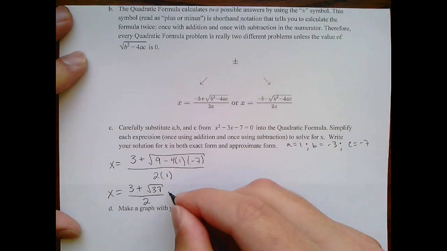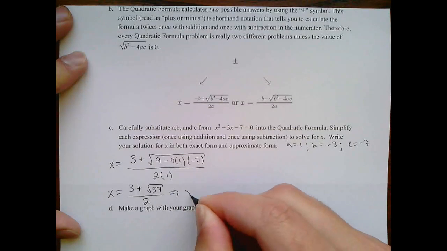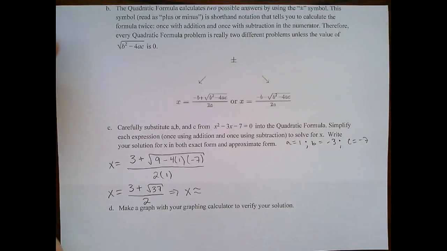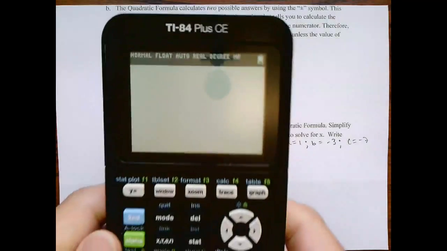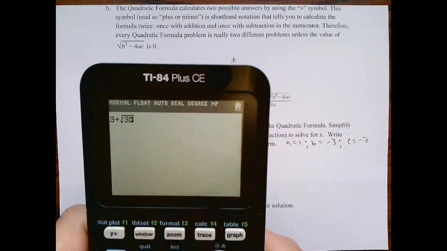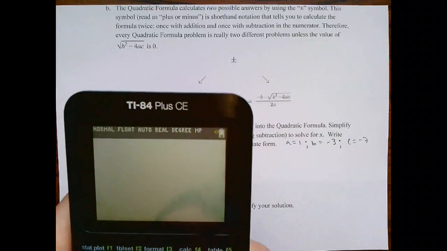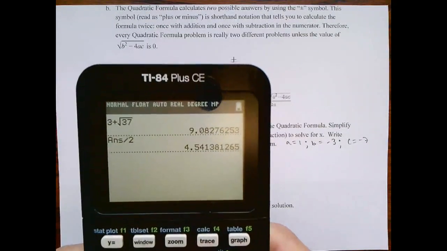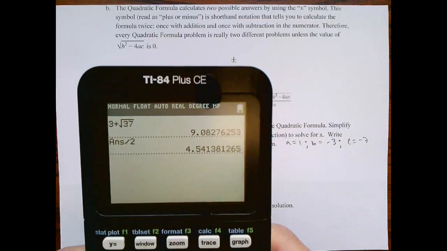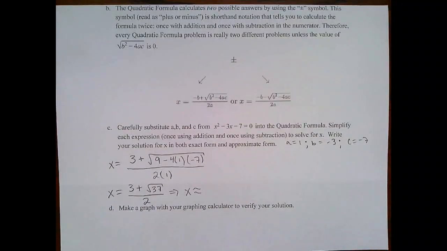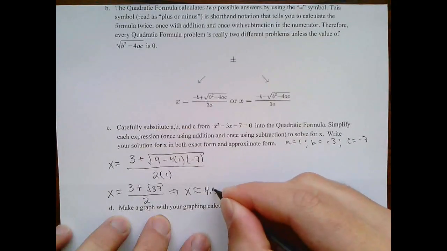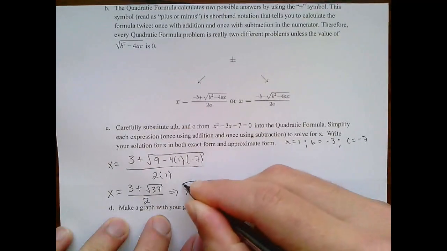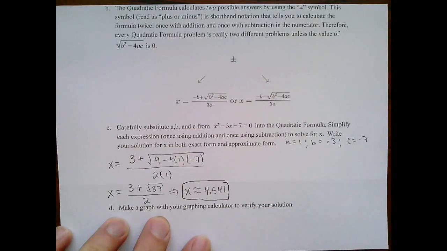No, but what you can do is make this x approximately, and then do 2 steps in the calculator. 3 plus the square root of 37. So we'll go to the calculator. 3 plus the square root of 37. We'll find out what this is. This is 9.0827, and we'll still divide it by 2. So take that number, divide it by 2. We got about 4.541. And we use the little squiggly lines to show approximately, right? Because we don't have an exact answer.